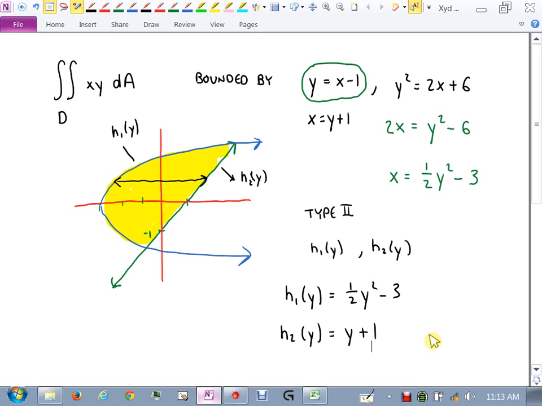Anything else we need? Yeah, our bounds on y, right? Where's this region starting and ending in terms of the y variable? So don't we need to know the y coordinate of that point of intersection and that intersection so that we can get our C and our D? Yes. To find the points of intersection of two curves, you set them equal to each other, right? I have both of these solved for x, so if they're both solved for x, I just set them equal to each other.